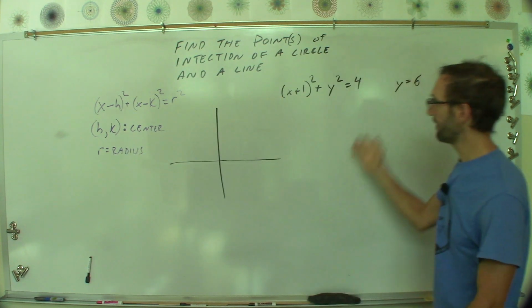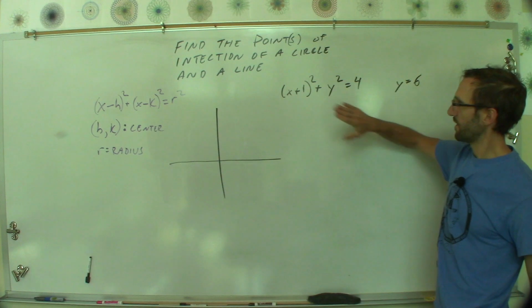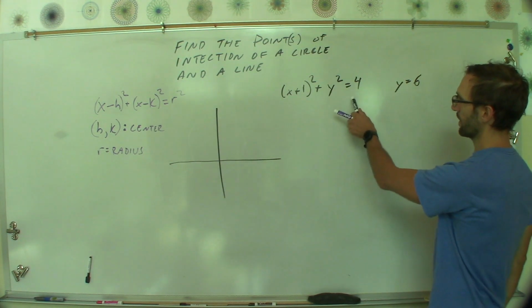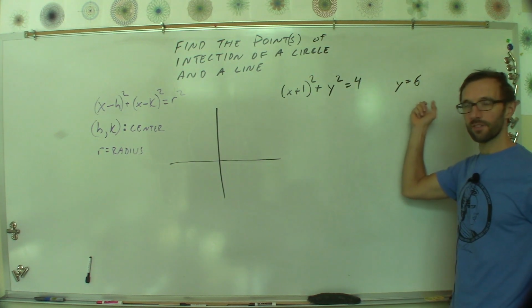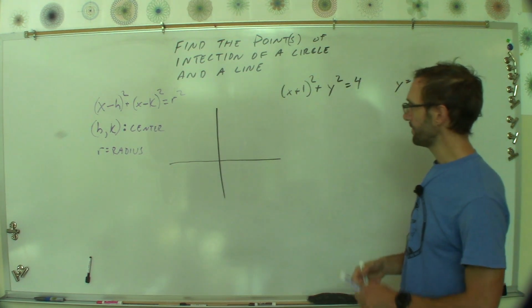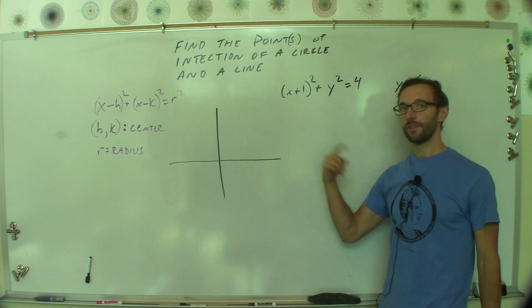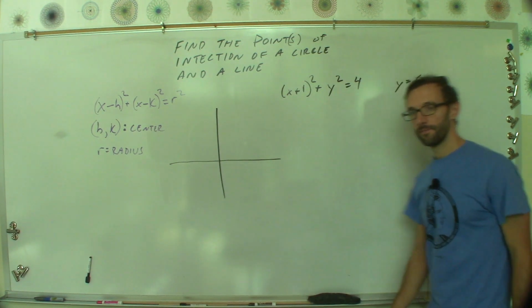All right, so here we have a new setup. We're going to look at the intersection of this circle, the quantity x plus 1 squared plus y squared equals 4, and the line y equals 6. So let's go and graph the circle. Actually, before I do that, pause the video, try and graph it yourself, then we'll see how it looks.